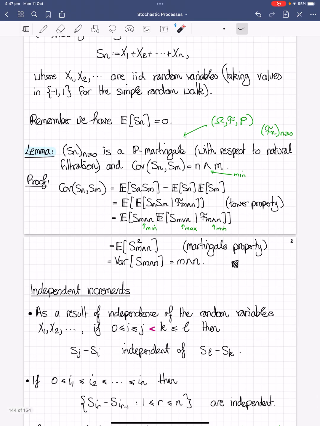Okay, and that's going to be an important property that we're going to see when we consider Brownian motions as well.